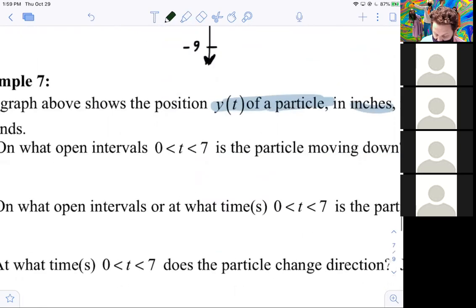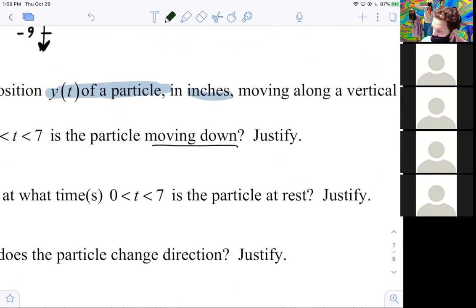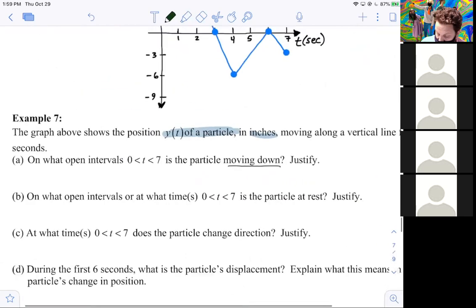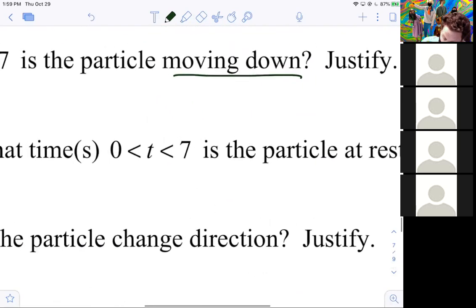On what open intervals from 0 to 7 is the particle moving down? Justify. So you can either answer the question and then justify, or you can justify ahead of answering the question. Let me show you what that looks like. And this helps you answer the question, by the way. So a particle is moving down when its position is decreasing. Would you agree? Okay, and that's going to be when the velocity is what? Negative.